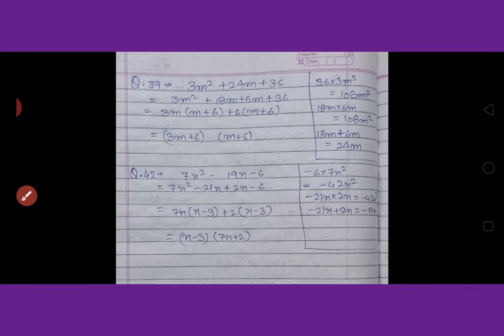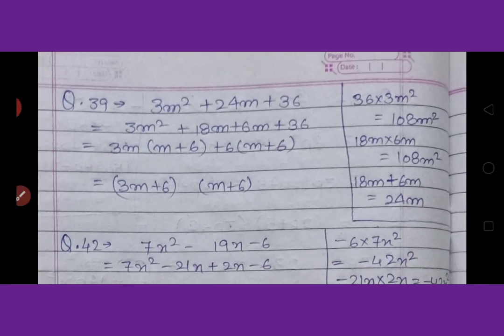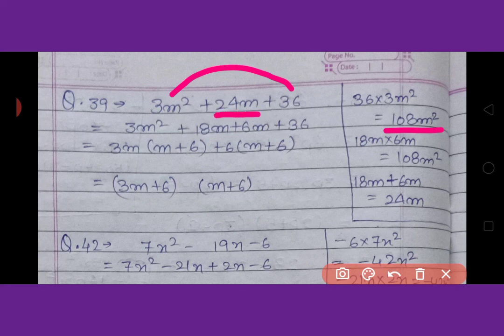Next, it has given 3m square plus 24m plus 36. So same pattern, first and third term. 36 multiplied with 3, it is getting 108m square. We have to break 24m into a form of 108m square. So we have to find two numbers whose multiplication will be 108m square and addition will be 24m.